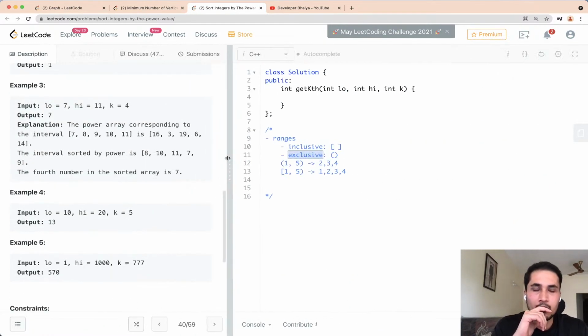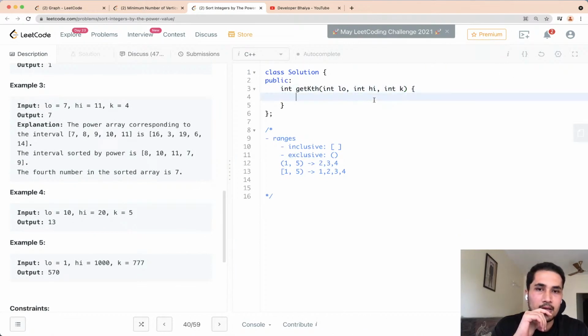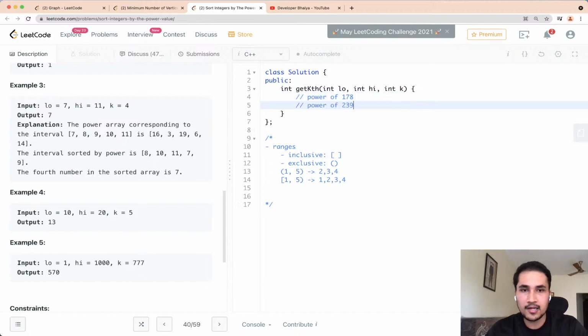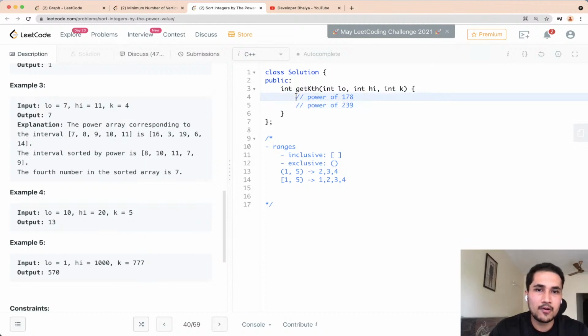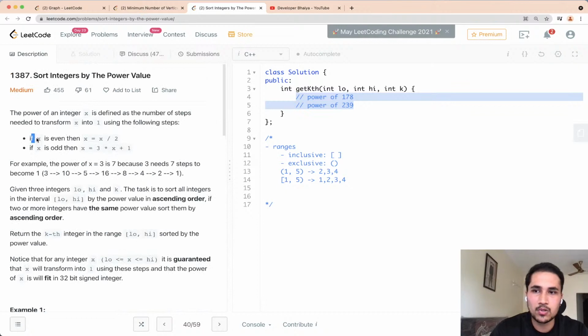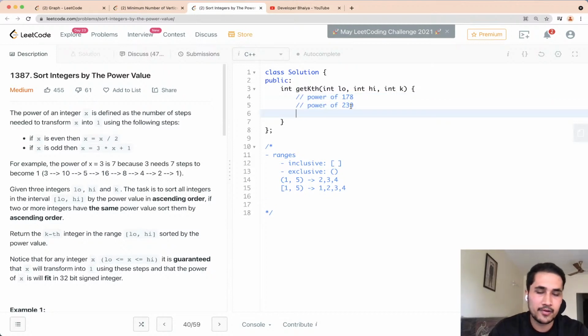Let's see. So what do we have? The function is getKth(low, high, k). I'm sensing that we can use memoization over here. Let's say you are calculating the power of 178 and you're also calculating the power of 239. I'm just taking random examples, but what I'm saying is when you are calculating the power of these numbers and doing these transformations based on these rules, whether the number is odd or even, it might happen that these numbers hit a common endpoint. For example, both of them might reach, let's say, 381.